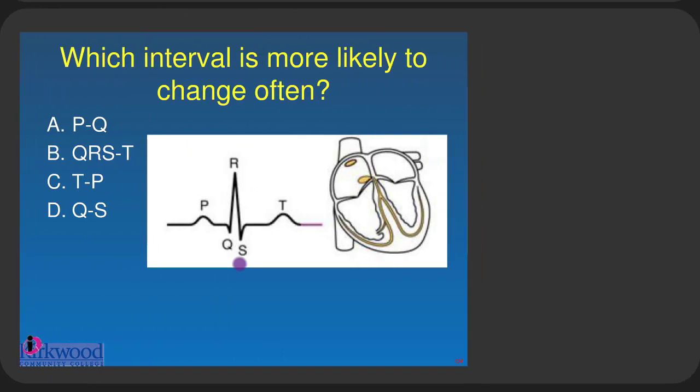Which interval is more likely to change often? A bit of a tricky question. The biggest interval is this, one heartbeat. Your heart rate goes up and down, so the biggest interval that's going to change is from T until the next P, because that's going to lengthen when the heart rate goes down and shorten when the heart rate goes up. So the answer here would have been C.